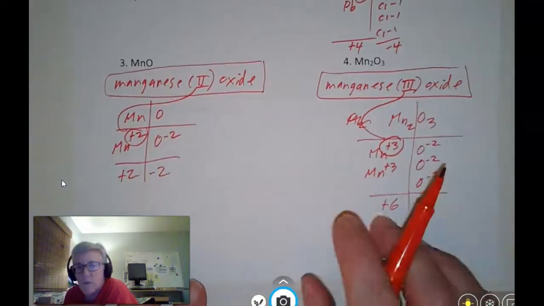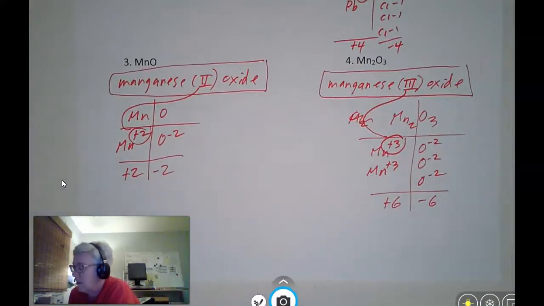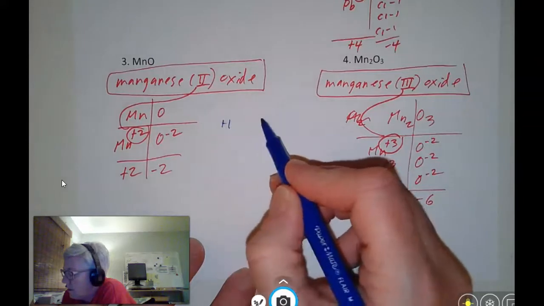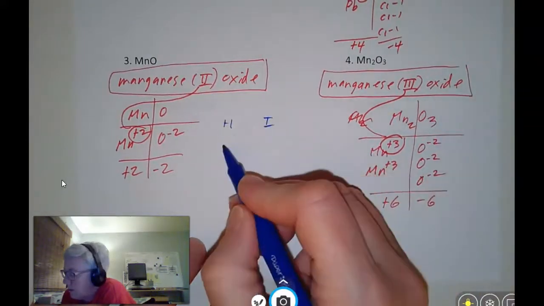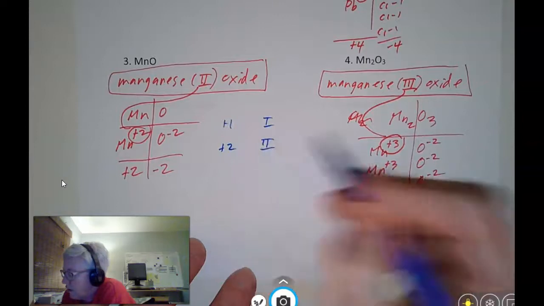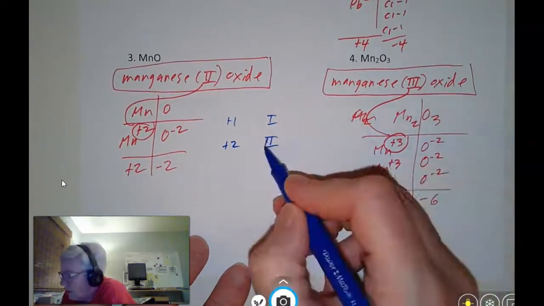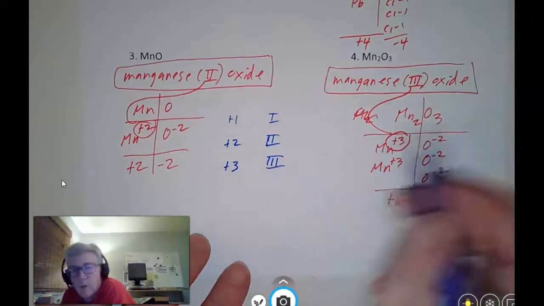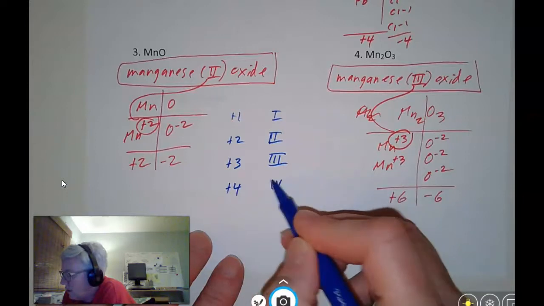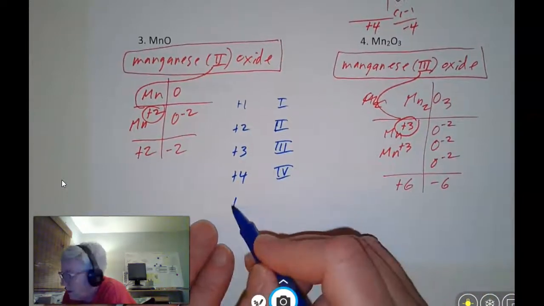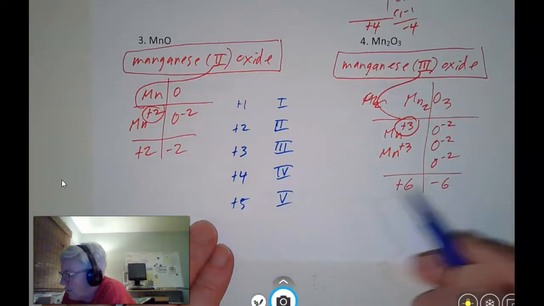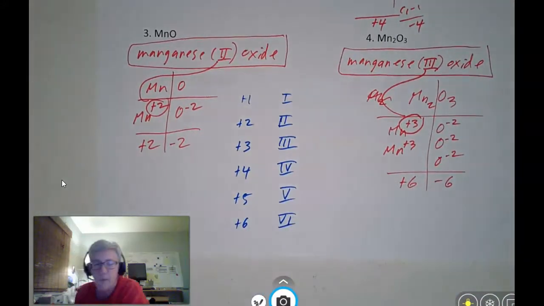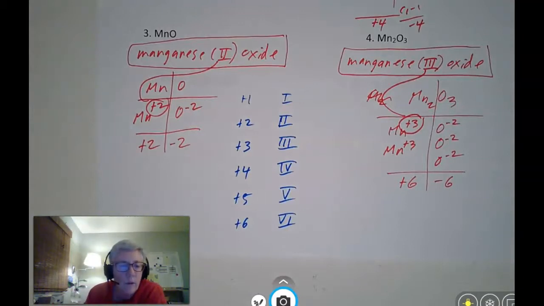All right, so I'll just throw in a little mini comment here because I should have said this earlier. If you have a +1, then the Roman numeral would be Roman numeral I. If you have a charge of +2, I'm not sure if you guys know your Roman numerals, it's Roman numeral II. A charge of +3, Roman numeral III, a charge of +4, Roman numeral IV, charge of +5, 5 is a V, and 6 is a VI. Okay? All right, let's go back to where we were then.